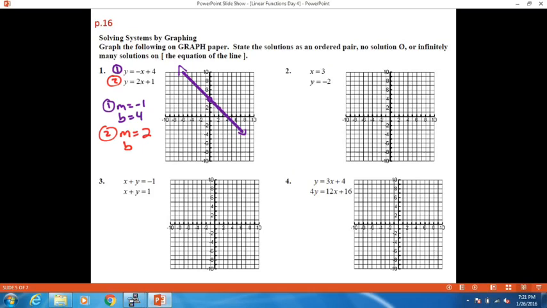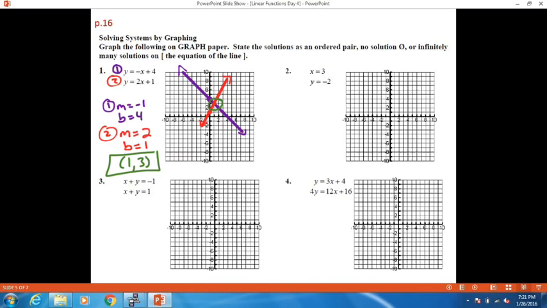Then for our second equation, where we have y equals 2x plus 1, I can see that my slope is 2 and my y-intercept is 1. So I'm going to start at my y-intercept of (0, 1), and then using my slope, I'm going to count up 2, to the right 1, and get a few more points on that line. When we draw our line to connect those points, it looks something like that. Then we look for that point of intersection. We can see that they do intersect at the point (1, 3). So that is our solution to our system of equations for number 1.